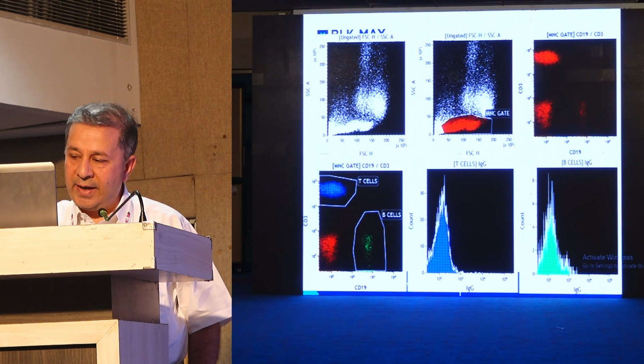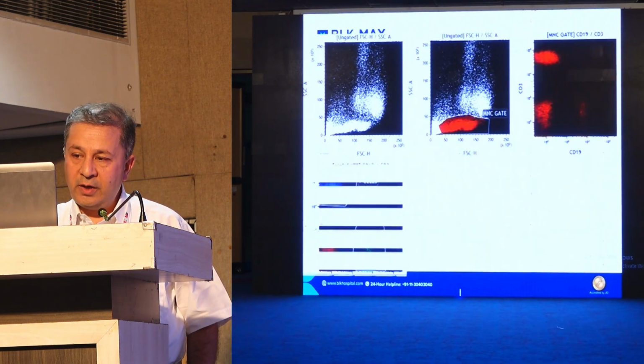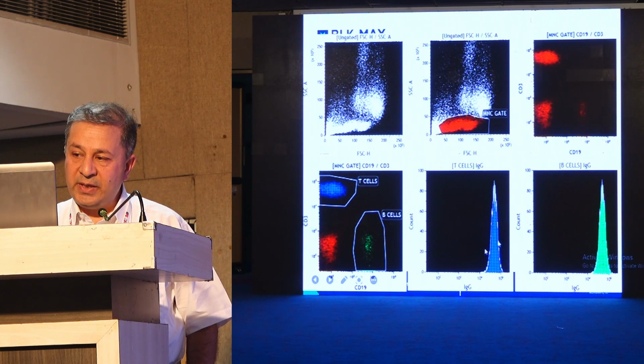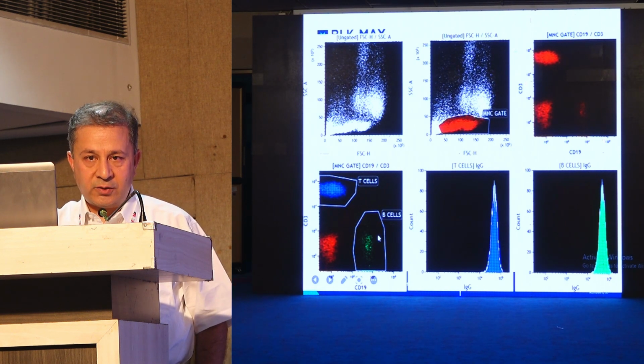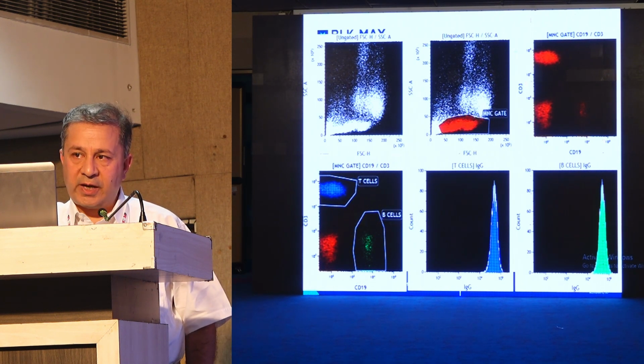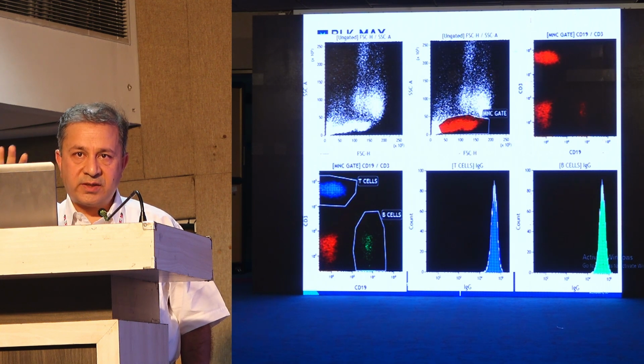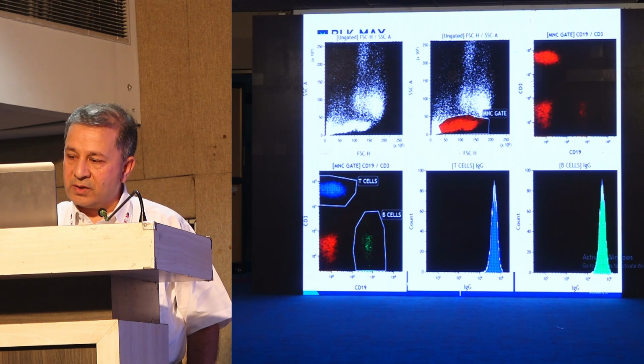Now just look at the next one. In the next one, see what has happened to these peaks. They have all moved towards the right. So that tells you there is a significant median channel shift, and this is a classical positive control. So you've seen a negative control, a positive control.